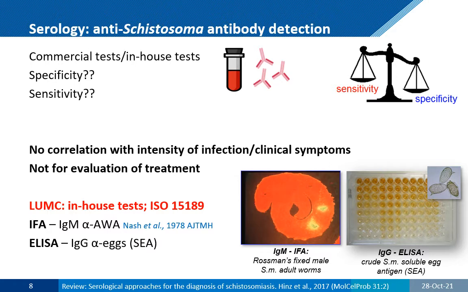As for molecular diagnostics, also for antibody detection, there is a whole range of different test formats described in literature, and they all have different assay characteristics. So at the LUMC, in our own clinical routine setting, we have very good experiences with two in-house antibody tests. This is an immunofluorescence test detecting IgM against the adult worms, in particular reactive to the gut antigens, and an ELISA detecting IgG against soluble egg antigen.